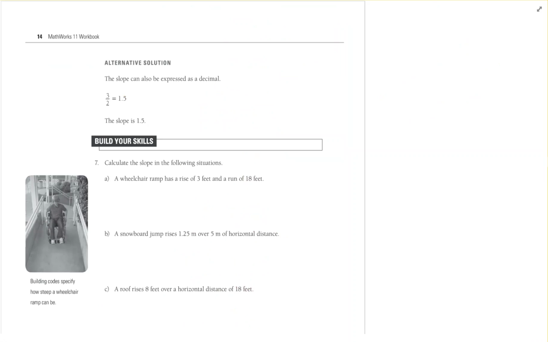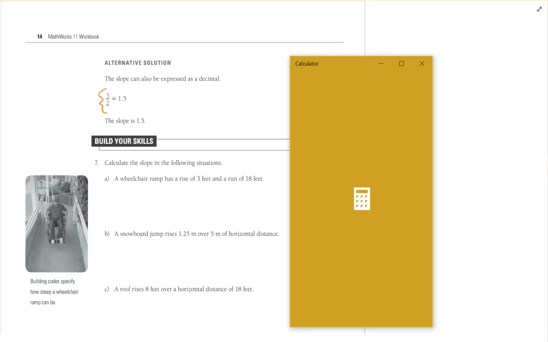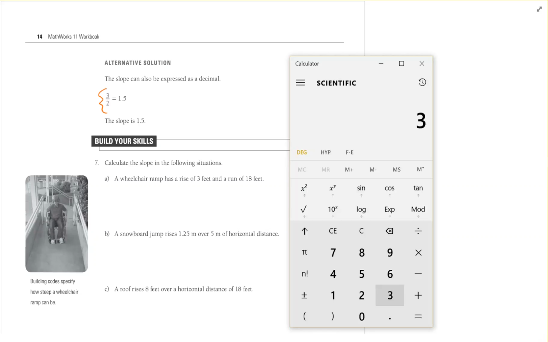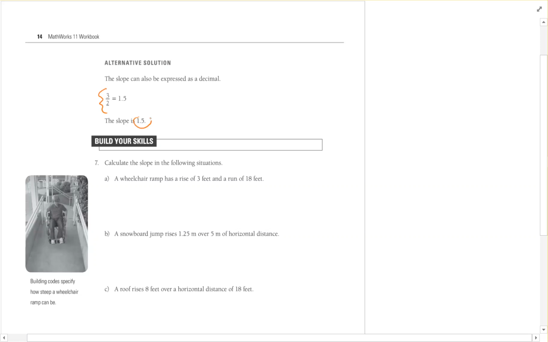So the slope can also be expressed as a decimal though. So like we said in the last one, it could have been written as 3 over 2. If you actually go into your calculator and you go 3 over 2, when we say over, that's the same thing as saying 3 divided by 2 as well. You get 1.5. So you can write it as a decimal too, so 1.5.